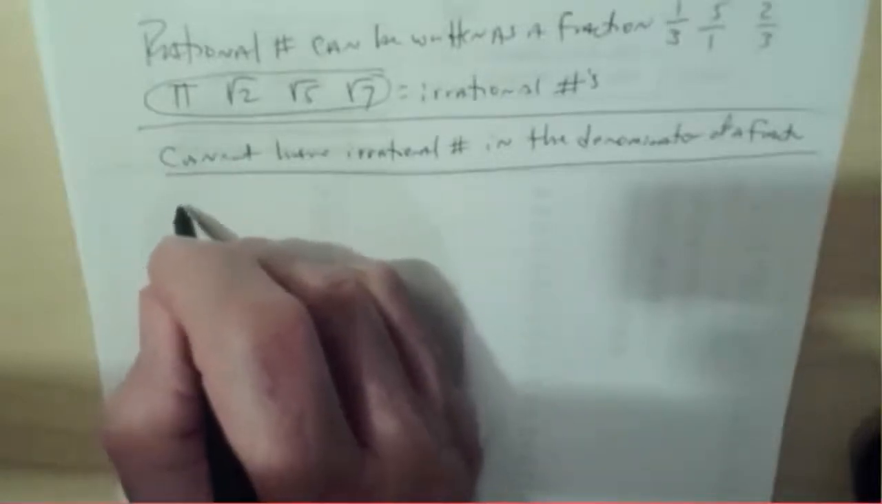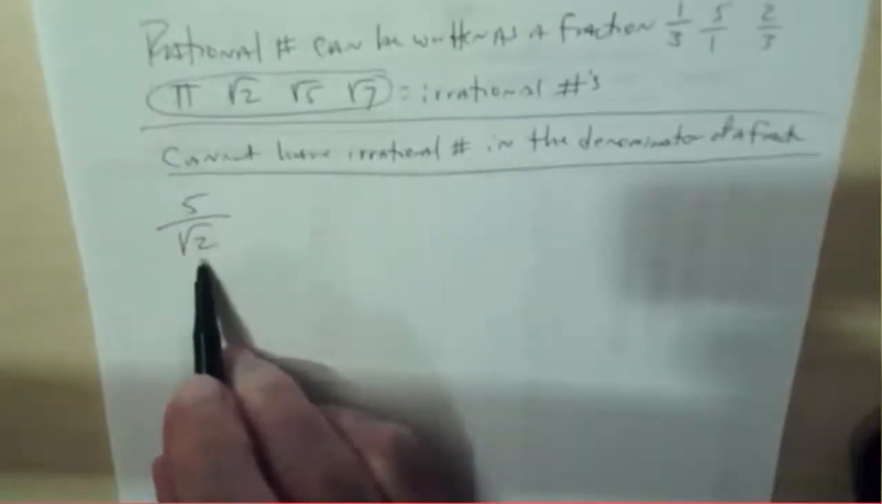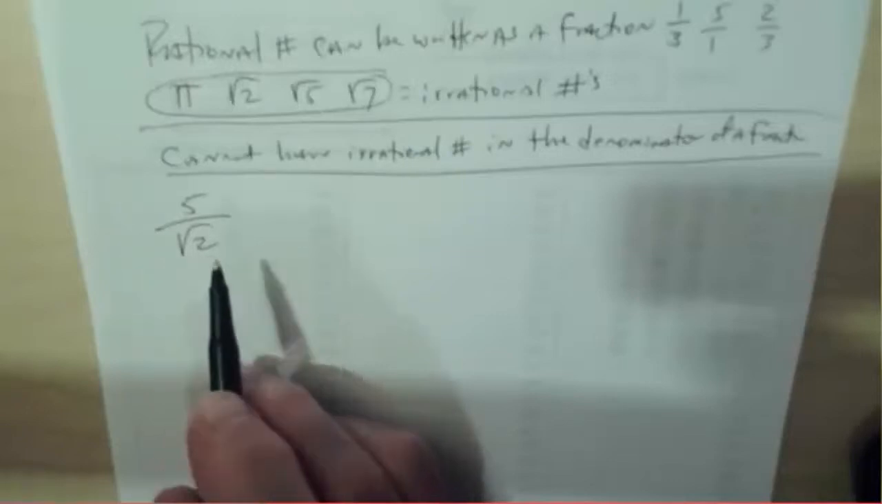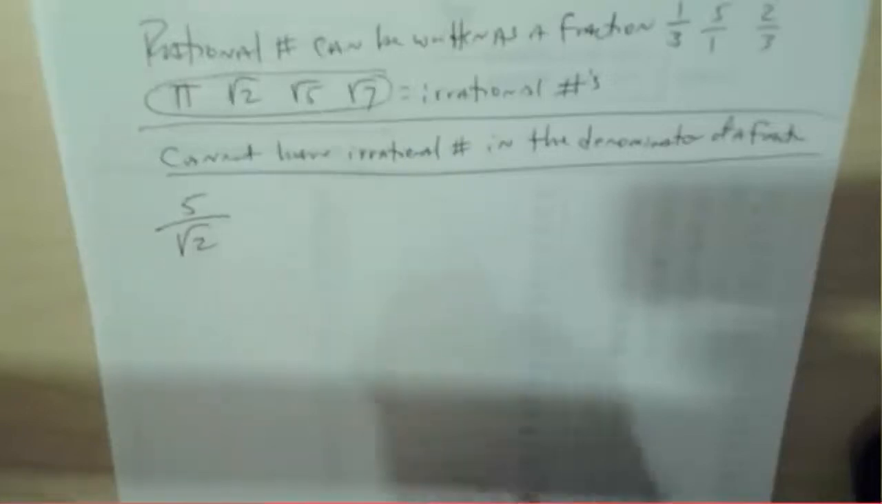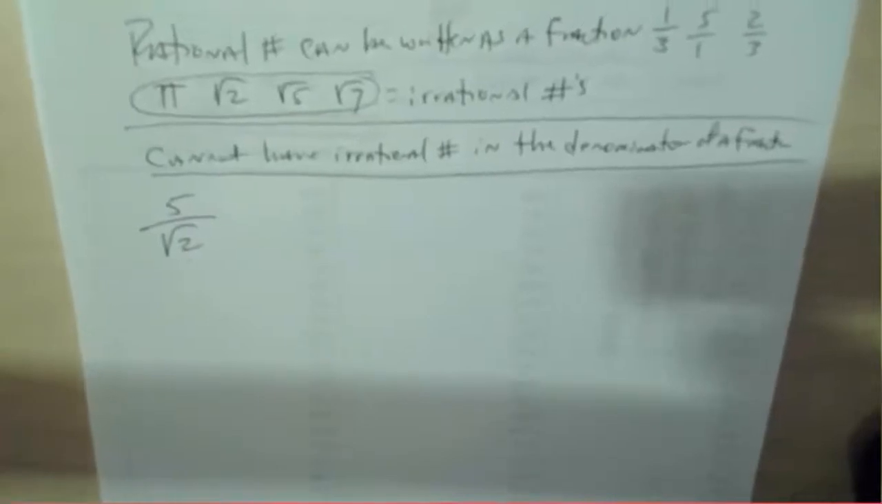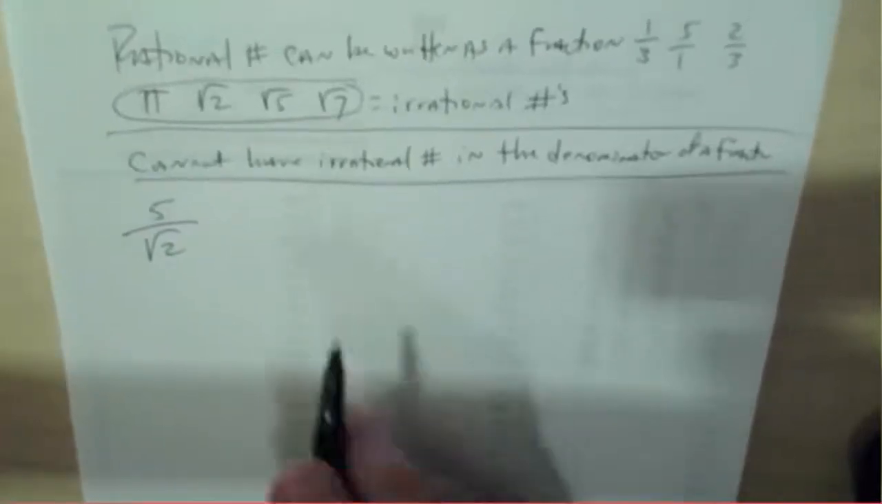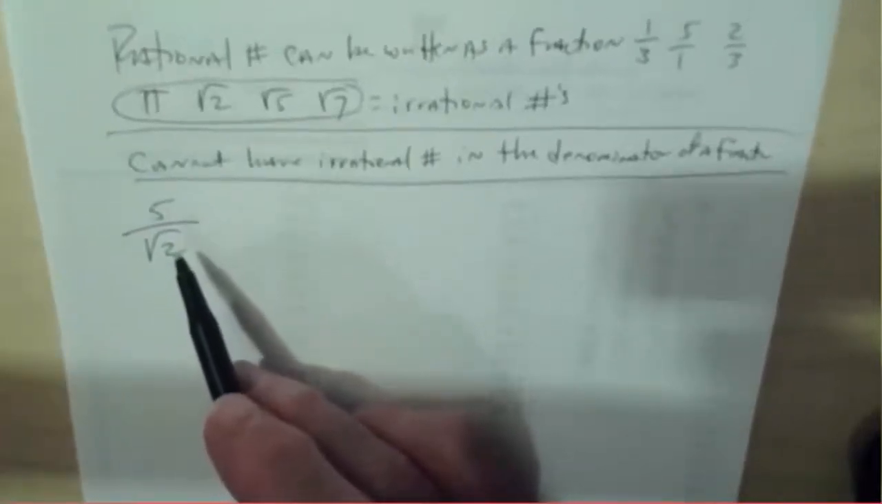Okay, so what if we have this? 5 over the square root of 2. This is an irrational number, and we cannot have irrational numbers in our denominators. I'm telling you, it sounds like something you need a shot of penicillin for. Okay, so how do we get rid of it? Get that if you're so smart.